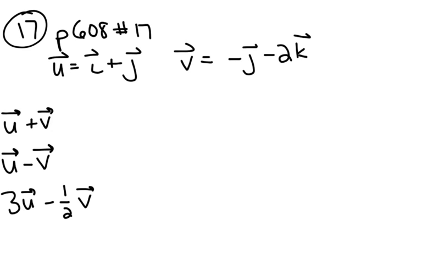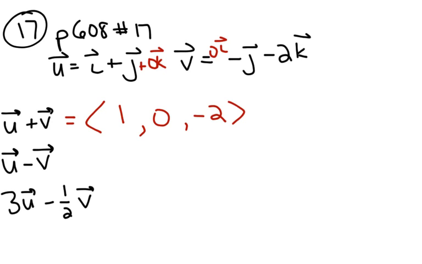Number 17. In 3 dimensions, we can add, subtract, and perform scalar multiplication on these vectors just like we did in 2 dimensions. Be careful though. I want you to notice that there's a missing 0K here in U, and there's a missing I in V. So when I add these 2 vectors, I have to add 1 plus 0, 1 plus negative 1, 0 plus negative 2. So the first vector is either 1, 0, negative 2, or I minus 2K.